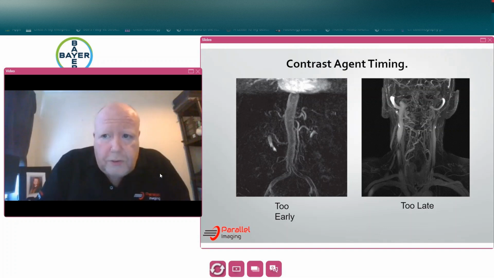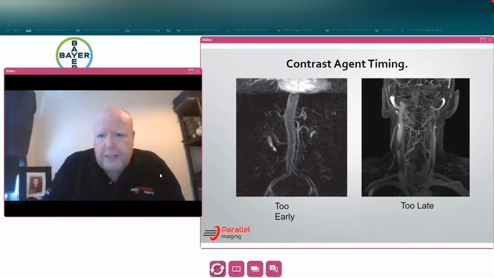Left-hand image will show the contrast arriving too early, so therefore you've got some slight opacification of the periphery of the vessel, but there's no contrast at all within the middle. And obviously on the right-hand side this is supposed to be a carotid examination, but you can see that the contrast has basically exited the carotids, and it's gone all the way through the head, and it's coming down the jugular, it's coming down the sag sinus there. So again, that's way too late. So we're trying to avoid these kind of images if at all possible.